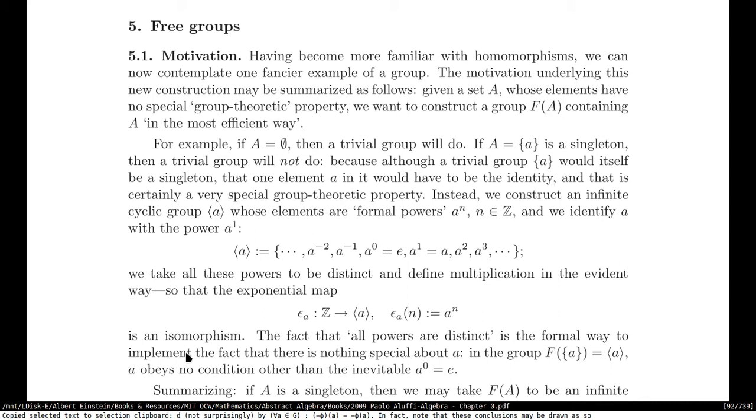Okay, so yeah, we've seen free groups before. Not only free groups, we've seen free products, right? When we were talking about direct sum in the category of abelian groups, right? So the intuition or the motivation here is that you have a set A, whose elements have no special group theory property, in the sense that it's just a set, and if you construct a group from this set, it contains A in the most efficient way. It arranges the elements of A in the most efficient way, right?